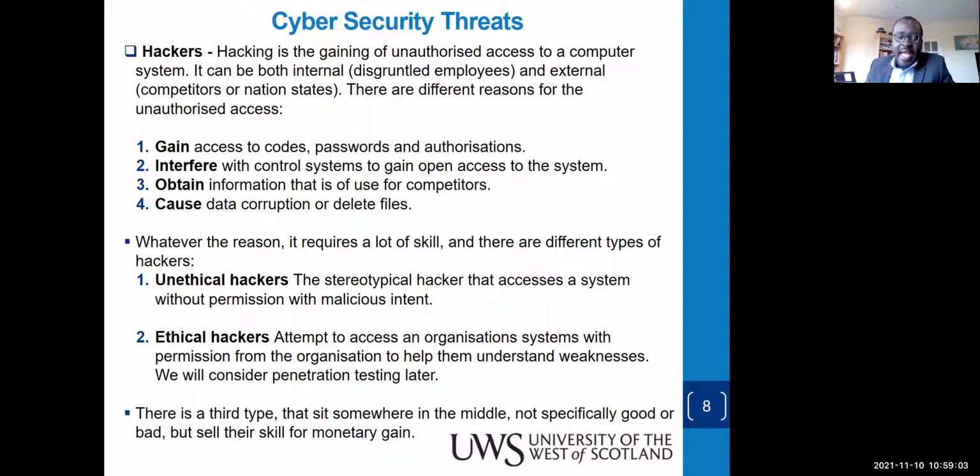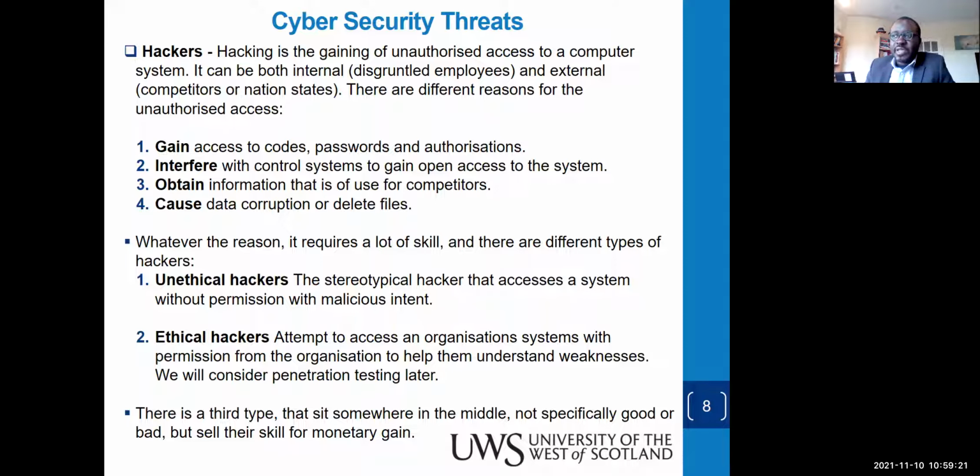There's also a third type of hackers. They will sit somewhere in the middle, like middlemen. They are not good, they are not bad, but they sell their skill for monetary gain. So I'm there. Come and contact me. You want me to hack into this? Okay, I'll do it. Take my money. Okay. Sometimes it's for a good reason.